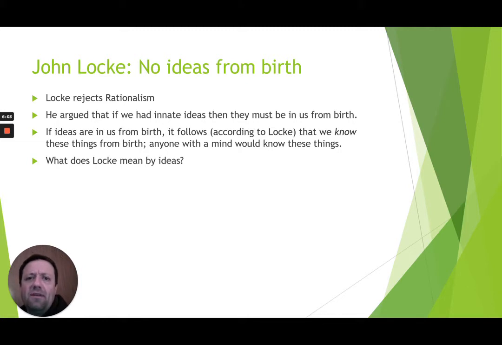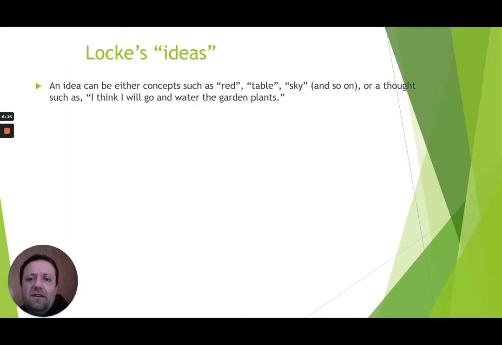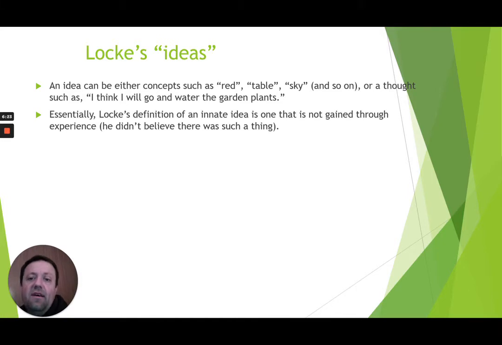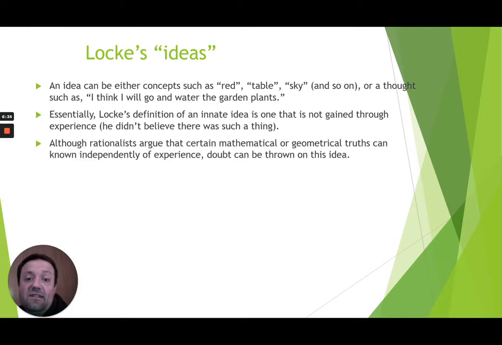So Locke actually believes that the mind is a blank slate at birth, a tabula rasa. Okay, but what does Locke mean actually by ideas? Well, an idea can be either a concept such as red, table, sky, or a thought such as I think I'll go and water the garden. And Locke's definition of an innate idea is one that is not gained through experience. And as I say, he didn't believe there were such things as innate ideas, right?